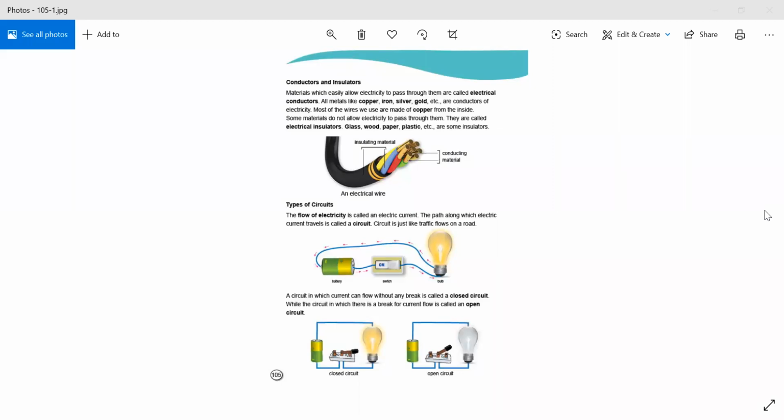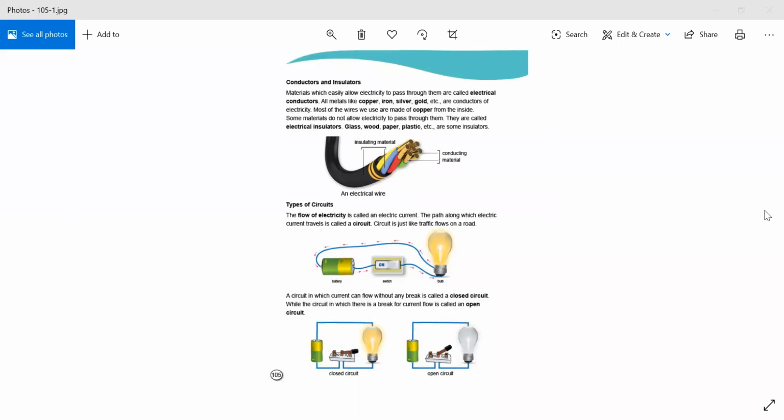So, moving to types of circuits. The flow of electricity is called an electric current. The path along which electric current travels is called a circuit. A circuit is just like traffic flowing on a road. A circuit in which current can flow without any break is called a closed circuit, while a circuit in which there is a break for current flow is called an open circuit.